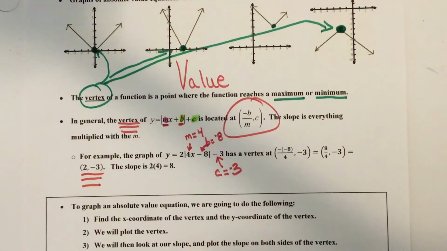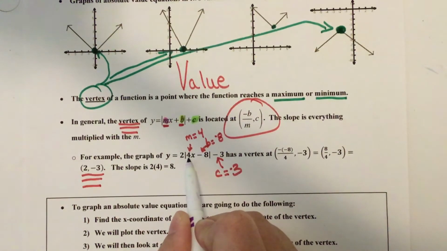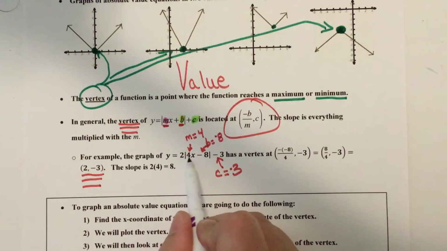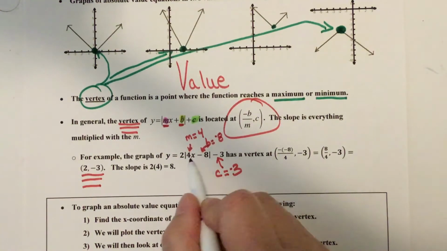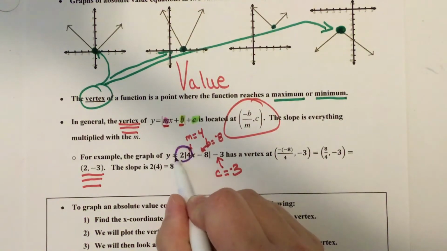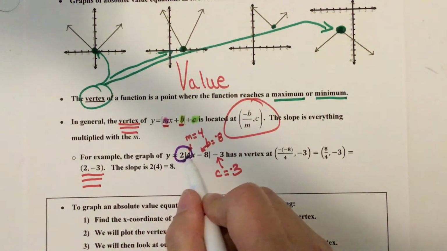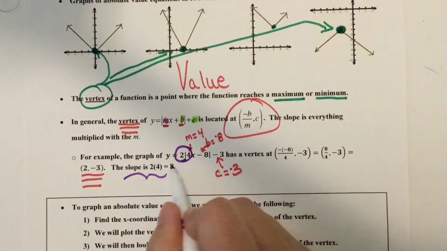Okay, the next thing you have to know something about is slope. Slope is going to be anything smushed with your X, anything multiplied with it. It can be inside the absolute value bars, it can be outside, or it can be a combination of the two. So slope is going to be anything smushed with the X. And we've got a 2 and a 4 smushed with it. Since they're smushed, we're going to multiply the 2 and the 4, and that's going to make 8.